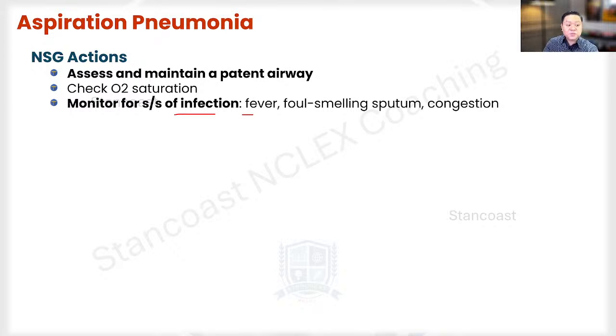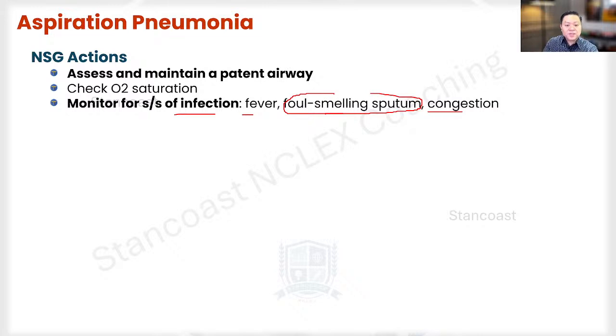Could be foul-smelling sputum, or it could be congestion of the lung fields. So your auscultation would really help in detecting any worsening of this patient's condition. Now, the fever, of course, is one of those early signs that the patient is developing an aspiration pneumonia, and also the foul-smelling sputum. Again, this signals that there is a bacterial infection going on.